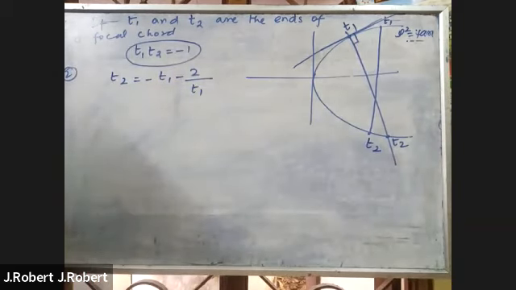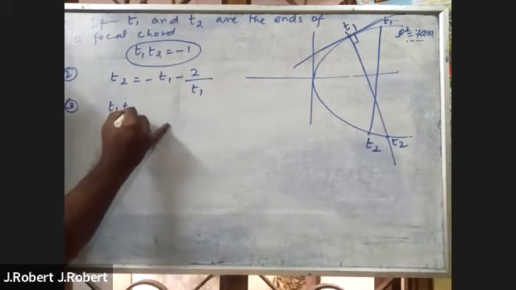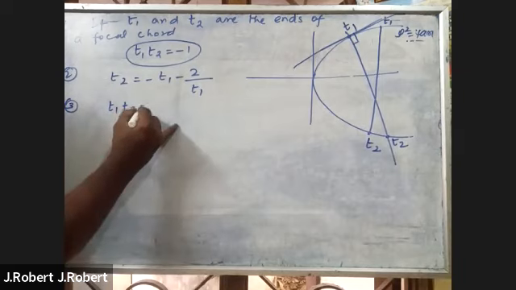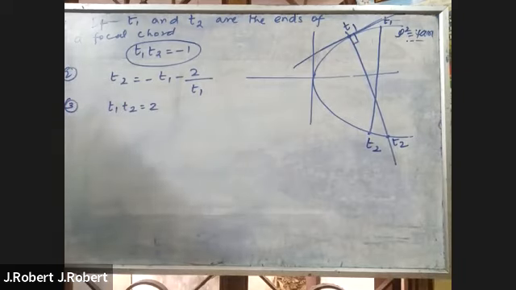The third standard result: the normals at the points T1 and T2 on the parabola will intersect on the parabola if T1 T2 is equal to 2. Again I'll repeat this result. Third one, the normals at the points T1 and T2 on the parabola will intersect on the parabola if T1 T2 is equal to 2.